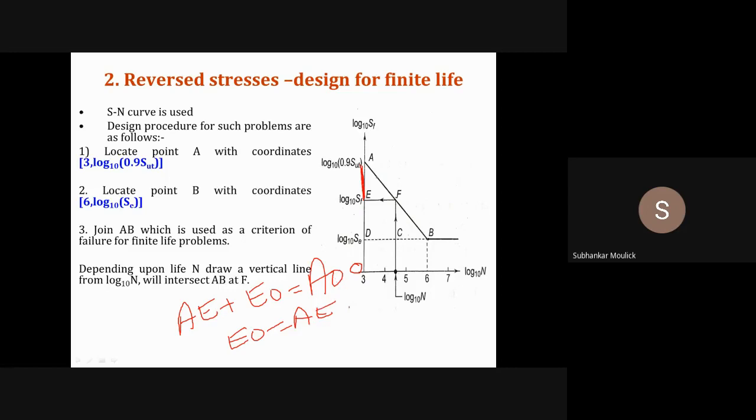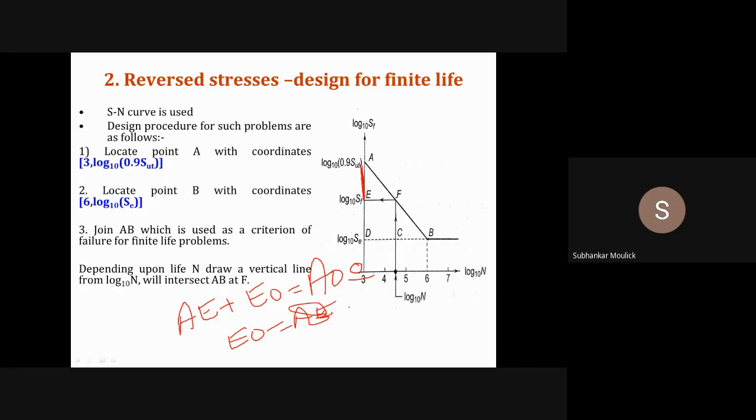And what is AO? AO is this particular value, log base 10 of 0.9 times SUT, minus this AE that we have found out from the similar triangle concept. So we got the value of EO, and this EO is nothing but equal to log base 10 SF. So SF is how much? Anti-log base 10 of that EO value.